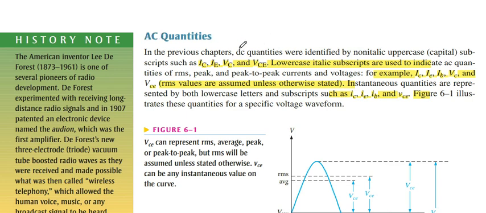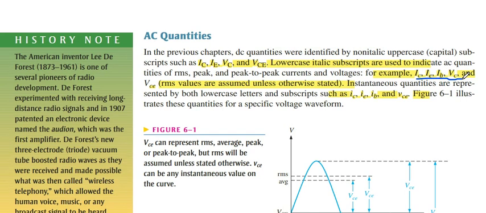As for AC quantities, we already mentioned that the symbolic representation is like this. The subscript is in small letter, or shown this way, while for instantaneous values we use this form, also in this form.